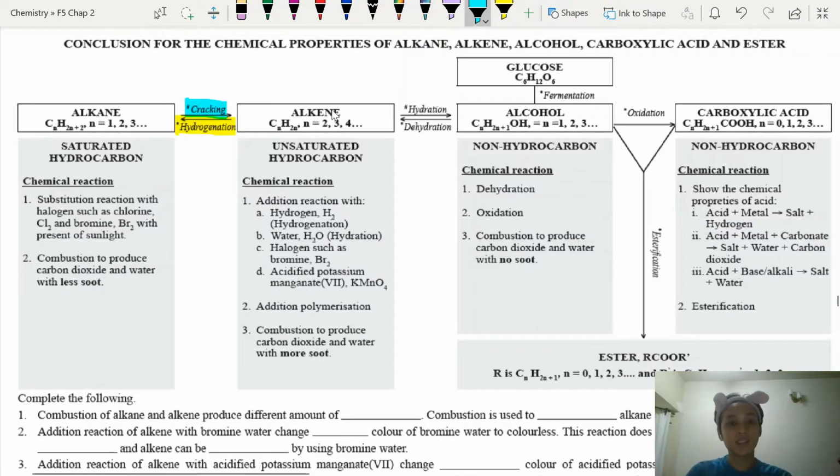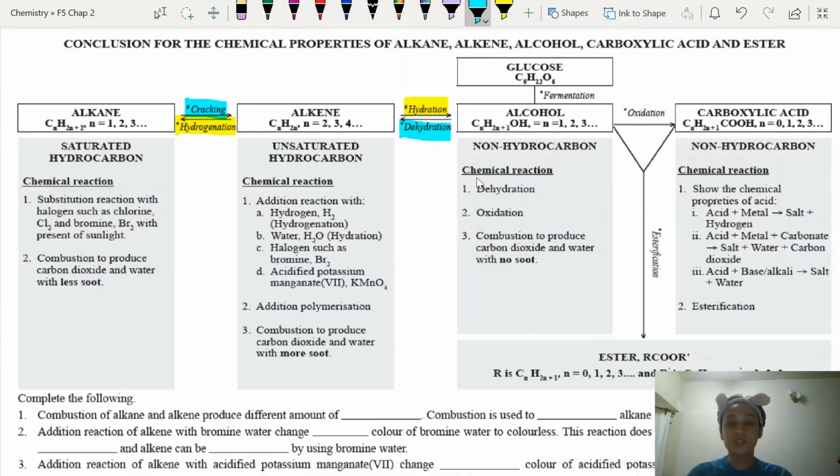Now this process can only be done on the industrial scale, and it's very difficult because you need a lot of heat energy. Just know that if you are converting from alkane to alkene, the process is called cracking. Now from alkene to alcohol, it's called hydration. Remember, hydration means you add in water, steam.